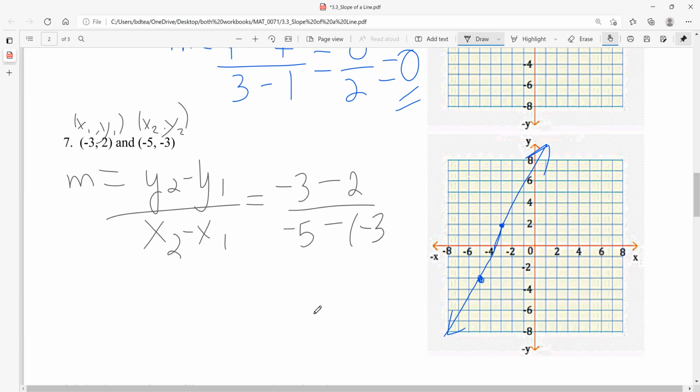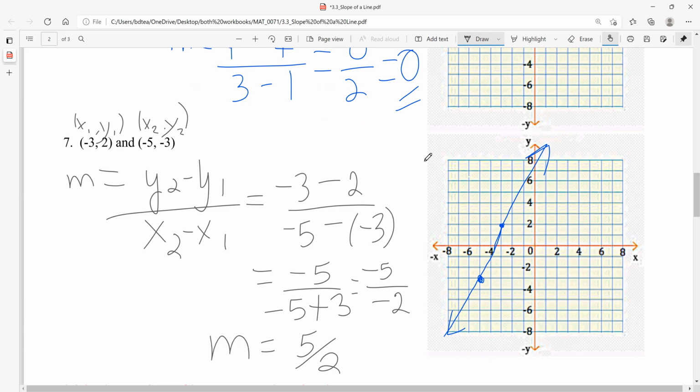minus 3. If we simplify that, we'll have -5 divided by -5 plus 3, because these two negative numbers become positive. So this becomes -5 divided by -2. And you have two negative numbers, so the two negative numbers reduce to 5/2. Okay, so this is the slope, 5/2.